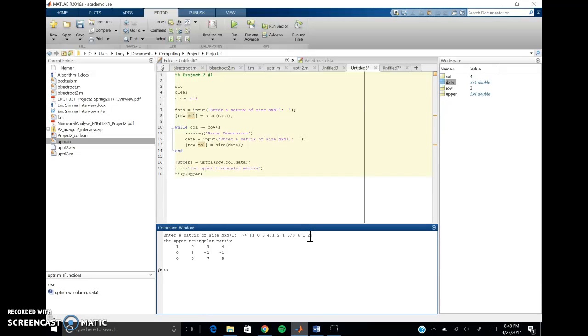So what's left to do is to back substitute our numbers to get our coefficient values, and I'll go over that in the next video.